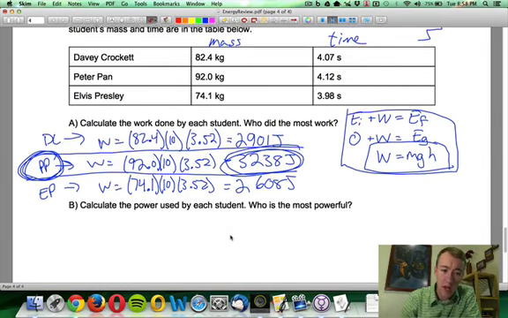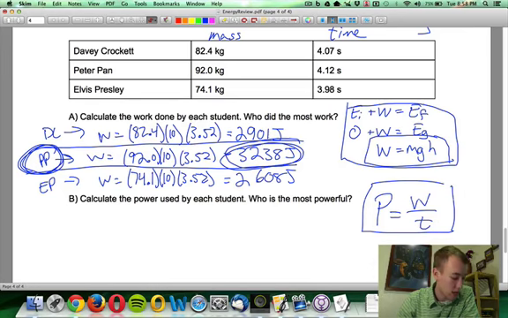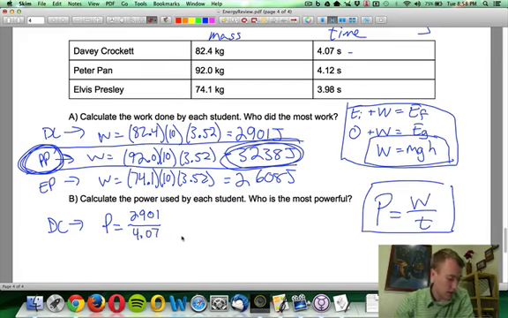Now I want to calculate the power used by each student. Which of them is the most powerful? Our equation for power is work over time. Okay, power is work over time. So let's do Davy Crockett here. His power is going to be work over time. Well, his work was 2,901, and Davy Crockett's time here was 4.07 seconds. And we get an answer of 713.